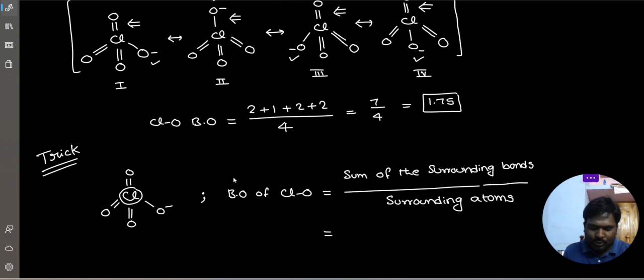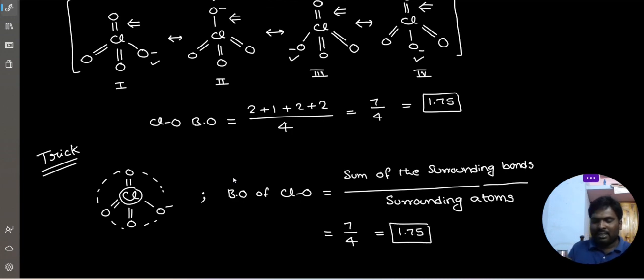7. 2 plus 2 plus 2 plus 1 is 7. How many surrounding atoms? 4. So 7 by 4 means 1.75. Simple trick or not? But whether the charge is delocalized over all oxygen atoms, all surrounding atoms, is very important. That point we have to identify. Understood or not? Now coming to example 4.